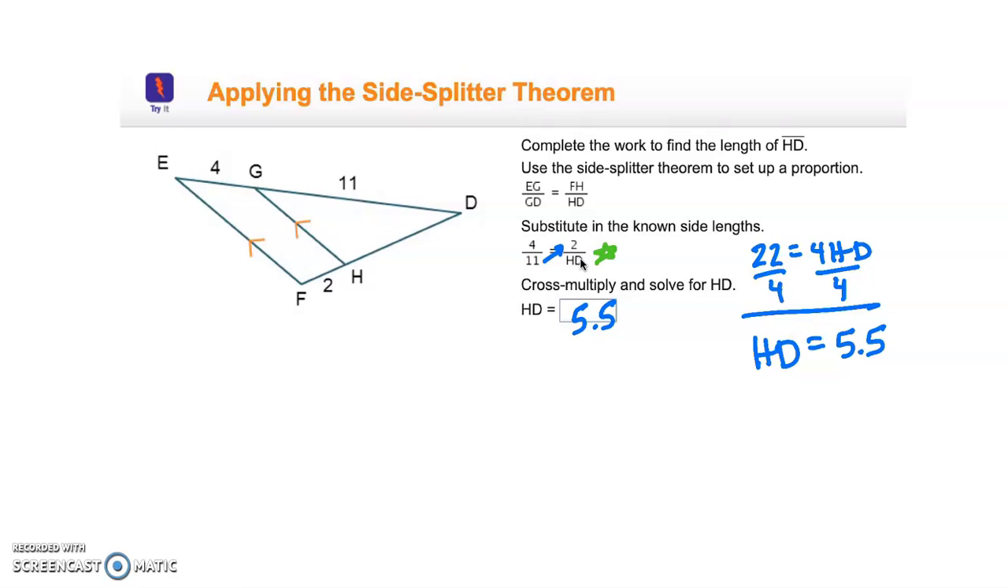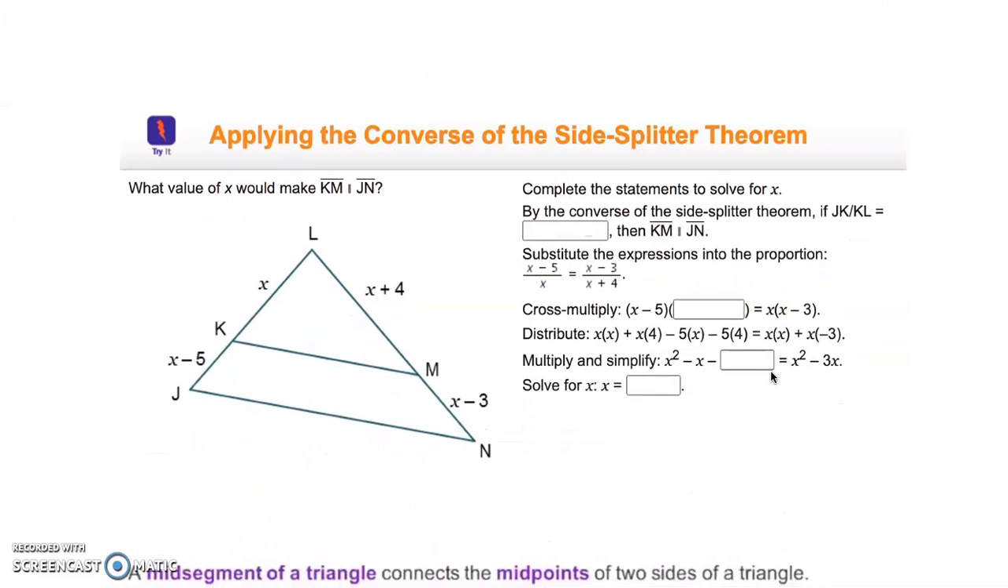Remember when we cross multiply, another way of looking at this is if we have 4 over 11 equals 2 over HD, we cross multiply and then we divide by the third side. That's exactly what we just did. We cross multiplied, set it equal, and divided by the third side. That's just a little shortcut if you don't want to write out both sides.